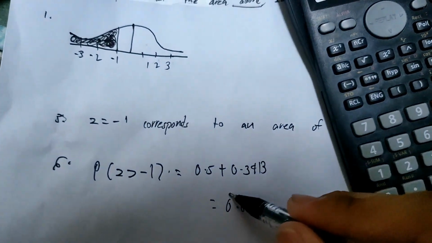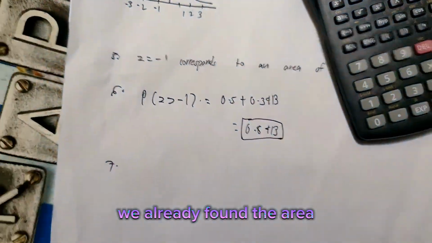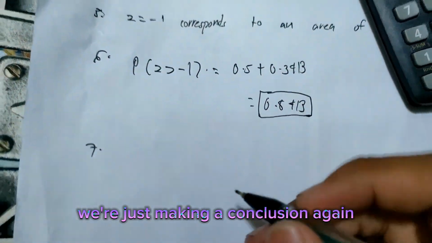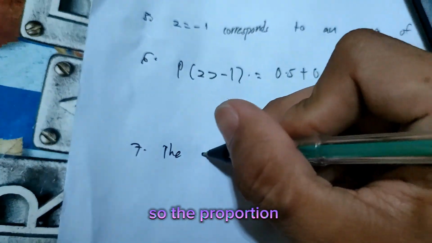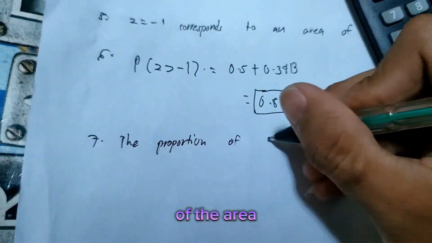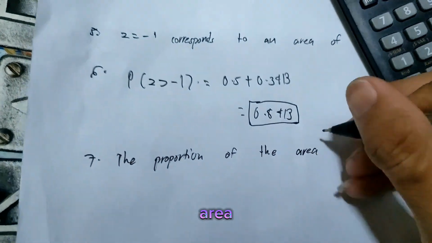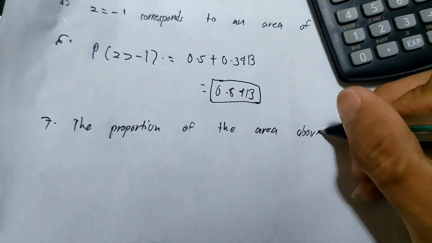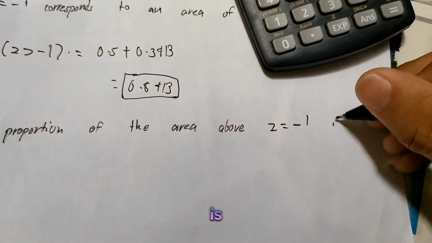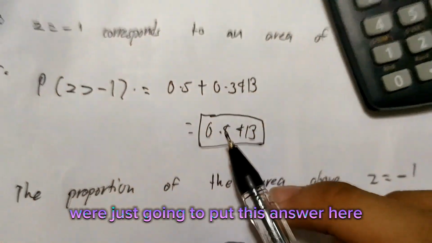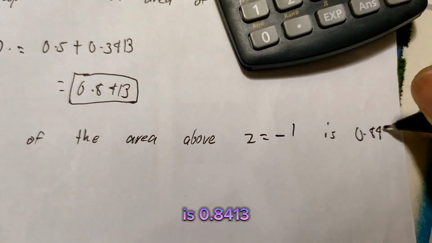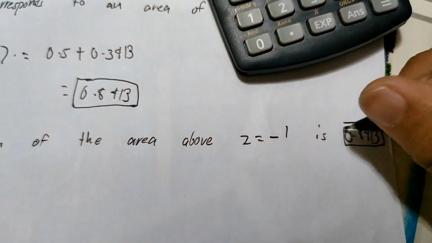After this, we have already found the area. We are going to make a conclusion again. So the proportion of the area above Z equals -1 is, we put this answer here, 0.8413. So that's it.